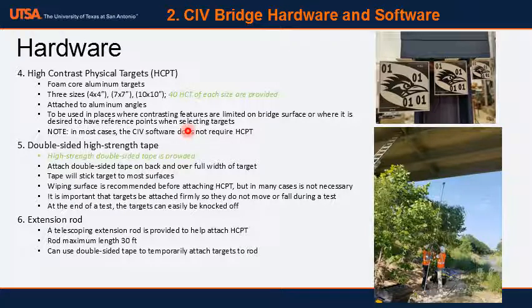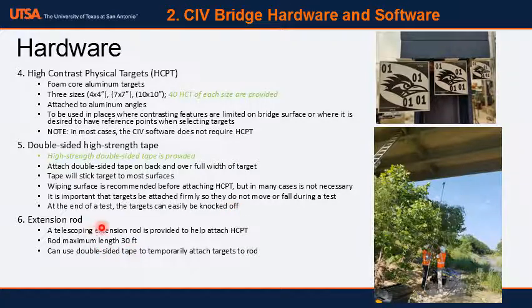Also provided is double-sided tape. The double-sided tape is used both to tape the targets to the angles and to attach them onto a bridge section or any structure that you want to monitor. This double-sided tape will stick to things and is easily knocked off. So at the end of the test, you can just come in and knock off the targets, and they will not stay there very long. It is strong enough to keep them in place, but not so strong that it makes them very hard to take off or peels paint off with them.